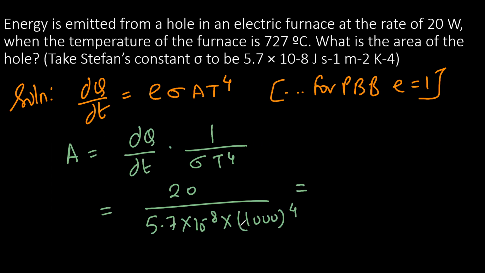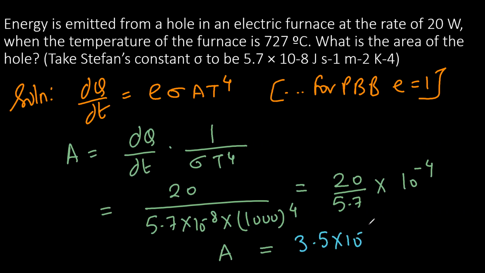It will come like this, so you have to solve this. 20 divided by 5.7 into 10 raised to minus 8, and this will become 3 and 4 into 10 raised to plus 12. So this will become 10 raised to minus 4, and if you solve it, you will get the answer. This answer is 3.5 into 10 raised to minus 4 meter square, because it is area. So this is the answer: 20 divided by 5.7 gives 3.5 into 10 raised to minus 4 meter square.